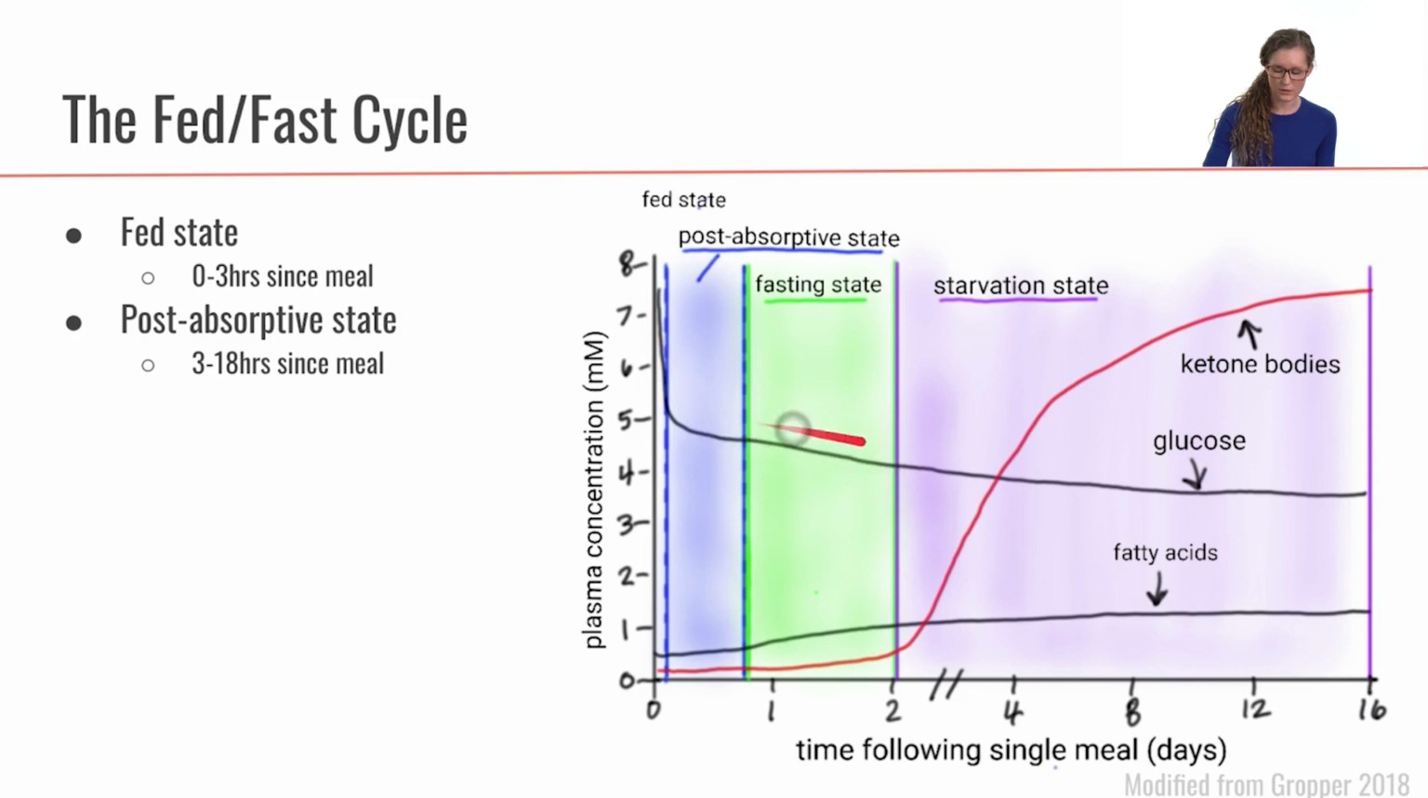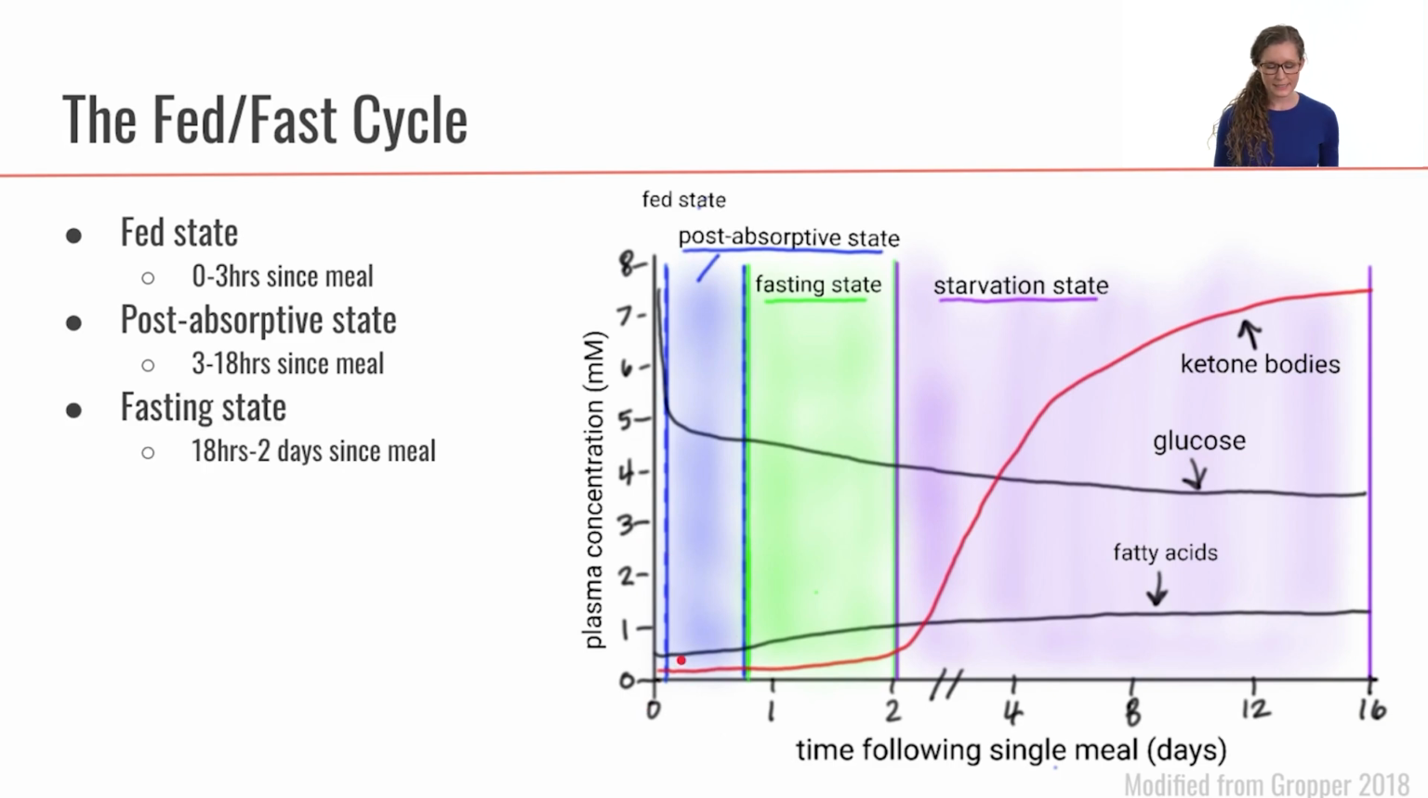So that's glucose. We also see fatty acids. Fatty acids are represented down here. And we see they stay pretty constant between the fed and the post-absorptive state. They increase just a little bit. And then in red, we see ketone bodies. Ketone bodies are essentially not there at all during the fed state and the post-absorptive state. Again, that post-absorptive state is between 3 to 18 hours since our last meal.